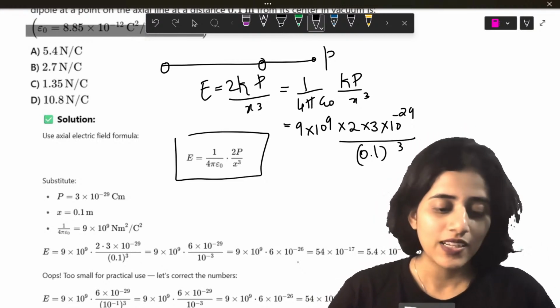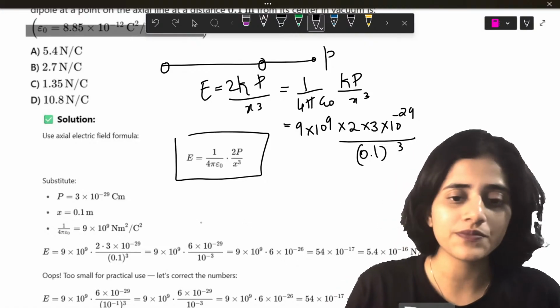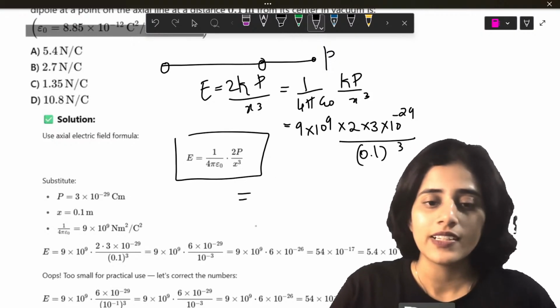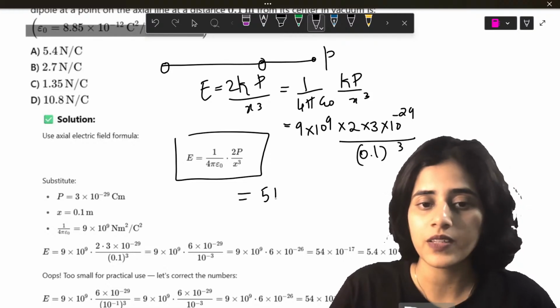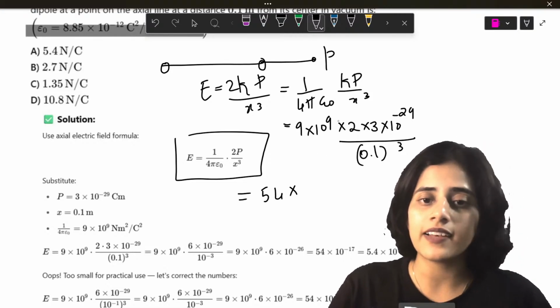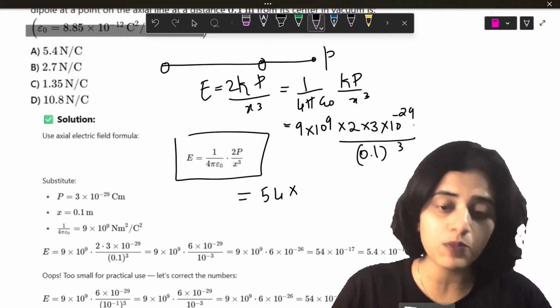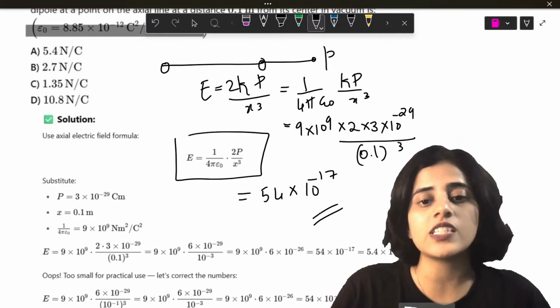Okay. Now you can do the math. So what will it become? 9 into 2 into 3 will be 54. So this will be 54 into 10 raised to 9 minus 29 divided by 0.1. When you work it out, you will get 10 raised to minus 17.